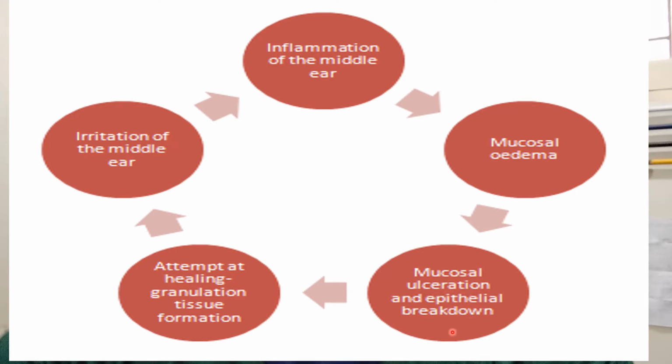So there is inflammation, then there is edema, then there is ulceration here, and after that there is healing, attempt at healing. So granulation tissue formation is a part of healing. When granulation tissue is formed, there is again irritation of the middle layer. So it is a circular process. There is irritation, there is inflammation, there is edema, there is ulceration, there is healing. Again there is irritation, and this circle goes on and on.